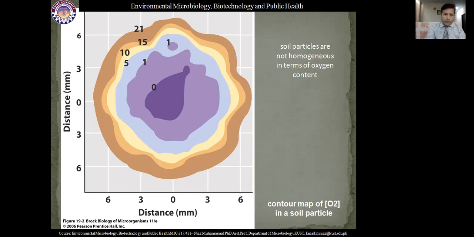Similarly, if you take the same example for temperature, the daytime temperature on the surface will be high, the nighttime temperature on the surface will be low, and on the inner side the daytime temperature will be low, and at nighttime maybe it will be a little bit high. So microbes will work accordingly. So here we can see that as we go away from the center, the concentration of oxygen increases. In the center, the concentration of oxygen is low, which will support fewer types of microbial communities.